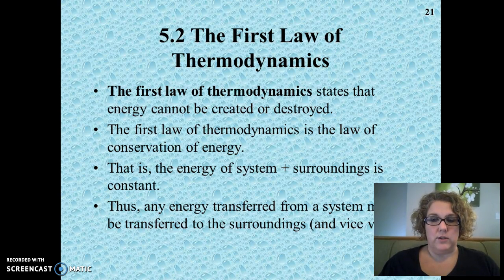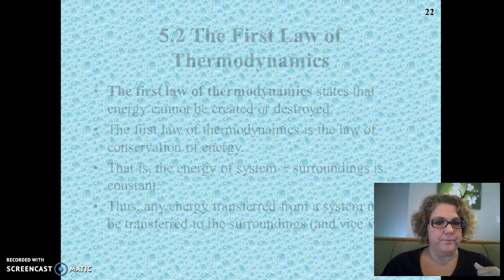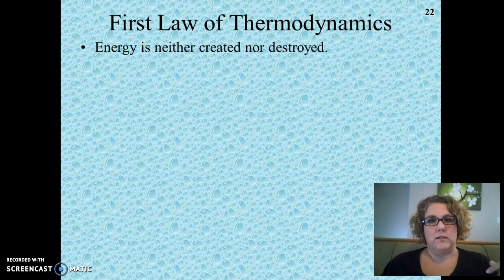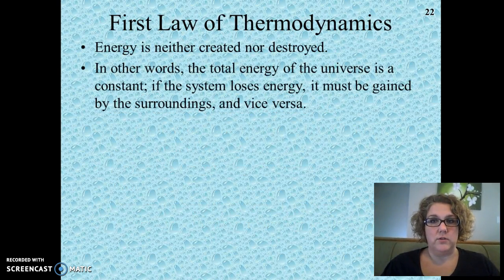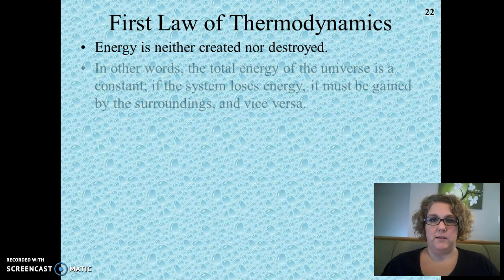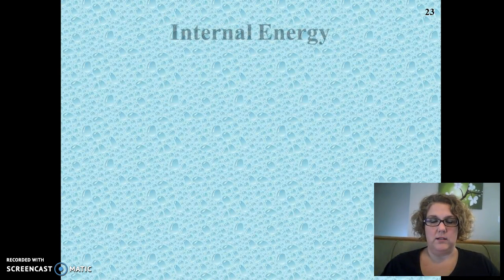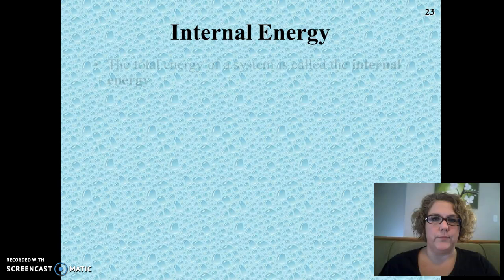Okay, so energy transferred from a system must be transferred to the surroundings and vice versa. Okay, so the total energy of the universe is constant. If it seems like our system's losing energy, it must be being gained by the surroundings. So we need to remember that in our calculations that we'll do.